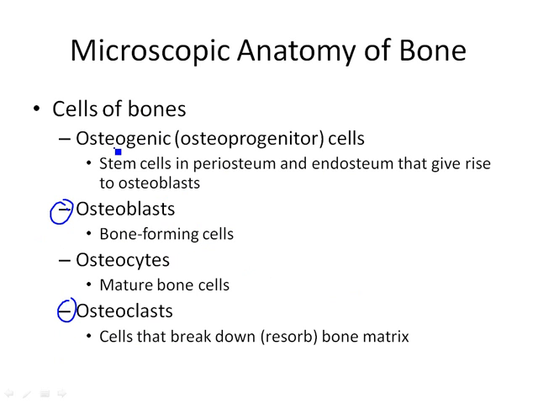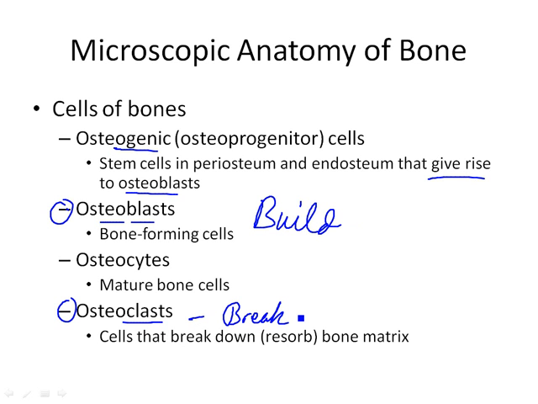You have the osteogenic cells, which are your progenitor cells. They're the cells that will give rise to and become osteoblasts later. You have your osteoblasts, you have your osteocytes, which are your mature bone cells, and then your osteoclasts. And again, the ones that we're going to be mainly focusing on are the osteoblasts and osteoclasts. Osteoblasts are your bone builders, and so I say B for build, B for blast. And your osteoclasts break bone down. And again, we'll talk about that as we move through this unit.